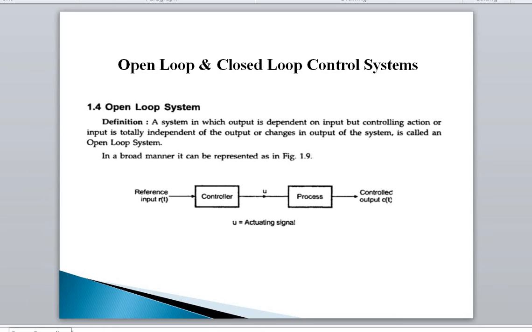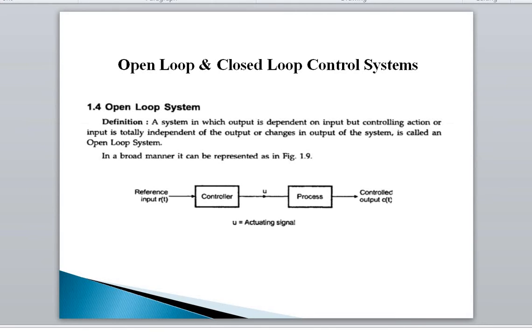Dear students, this is the second video I am going to post in the online classes. In the last online class I covered the different types of control systems. Coming to the last classification, that is open loop and closed loop control systems, I will be dealing in detail in today's video with open loop and closed loop control systems.